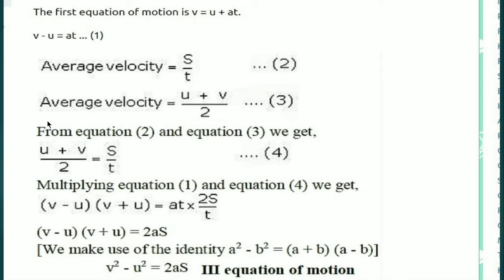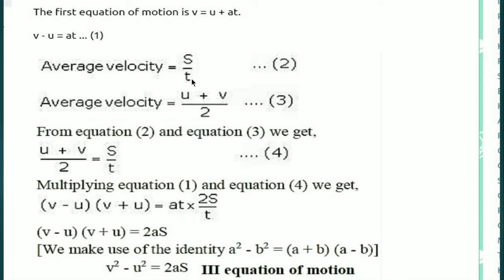From the first equation, children, what is the first equation? The first equation is v is equal to u plus at. Just rearrange this equation, children. Get the initial velocity to the left hand side. So we get v minus u is equal to at. Let this be equation 1. We know that average velocity is equal to s by t, that is displacement by time.